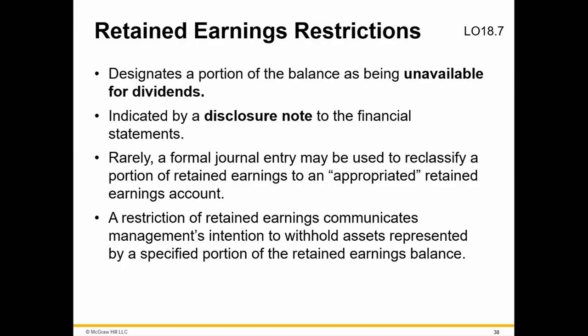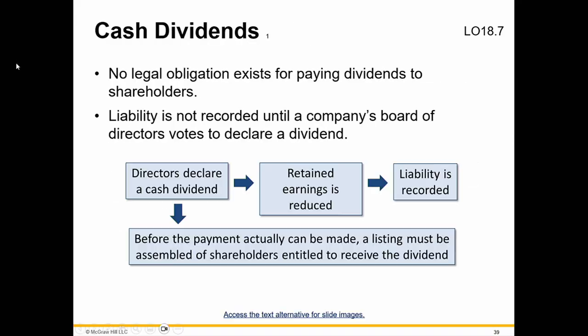And there can be, but it's quite rare, where you actually do a journal entry where you pull out a certain amount or that specific amount out of retained earnings and you put it into another account called appropriated retained earnings. Normally we don't do that. I mean, I've seen it done before, but the disclosure note should be sufficient. And a restriction of retained earnings communicates management's intention to withhold assets represented by a specified portion of retained earnings. So what we're essentially saying is, yeah, we're not distributing this amount in cash or other assets.